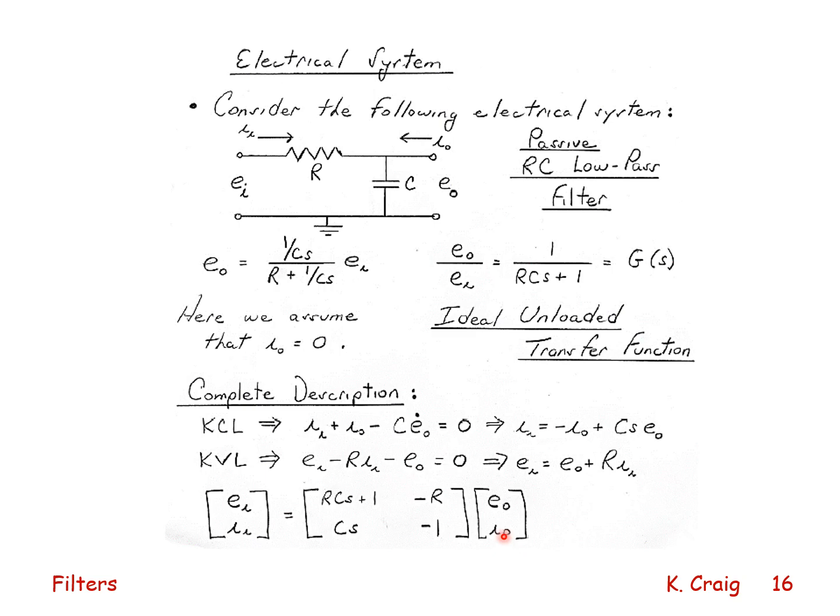Now, if I assume that I out is 0, I can come here and just make this 0. And if I do that, I get my ideal transfer function, E out over E in equals 1 over RCS plus 1, which we call G, the ideal transfer function.